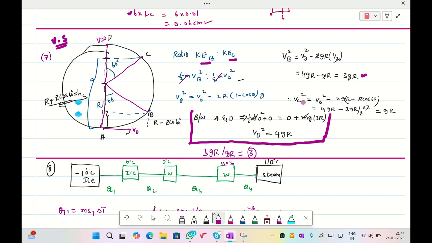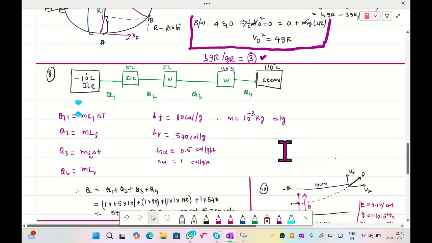While finding VC square, the height you have to take is r plus r cos 60, or r plus r sin 30. Both are the same only, r cos 60 or r sin 30. So this side is r and this side is r sin 30, or this total is equal to r plus r cos 60, whatever. This is a 30 degree angle. So by that we will get the ratio as 3gr by gr, that is 3. D option will be correct.